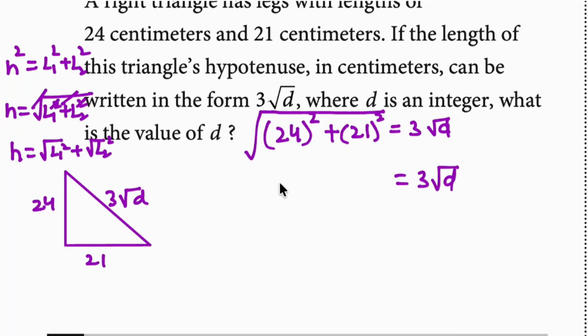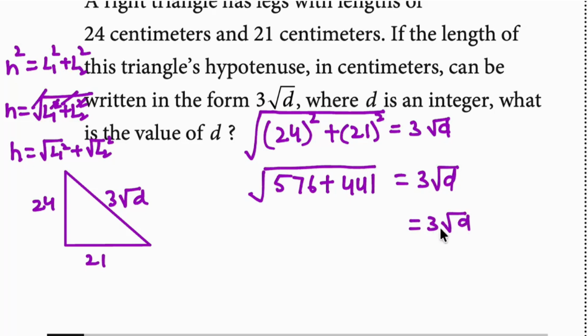Now 24 squared is 576 plus 21 squared is 441, whole square root. So 3 root d. Now this is the square root of 1017. This is my answer. It's needed in this form, 3 root d.